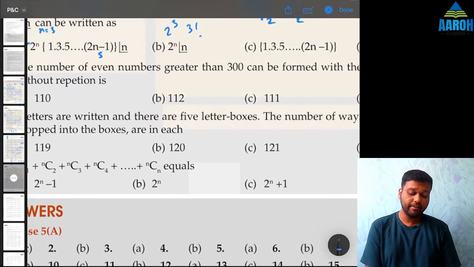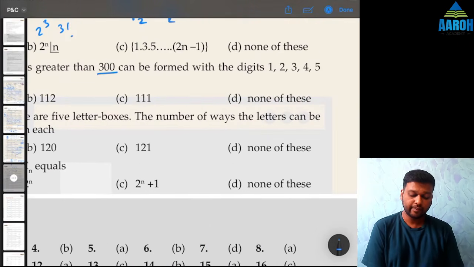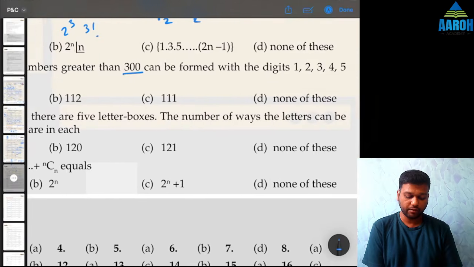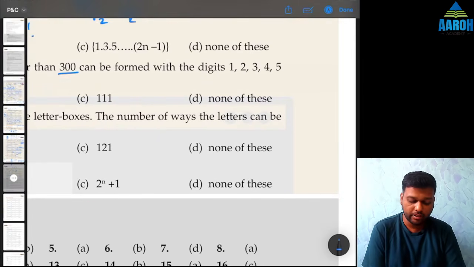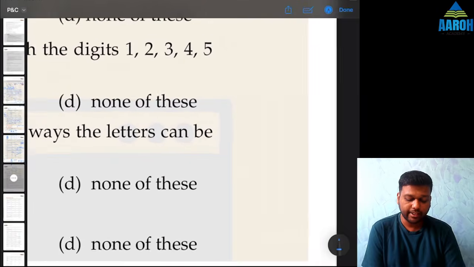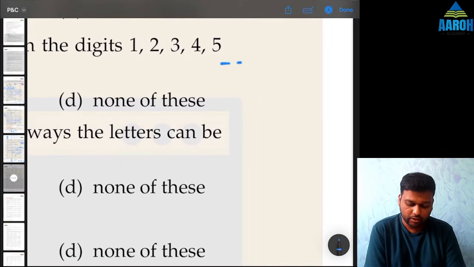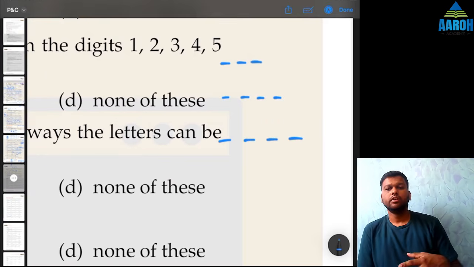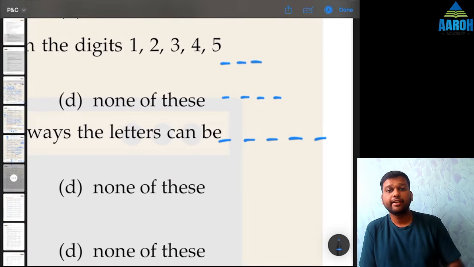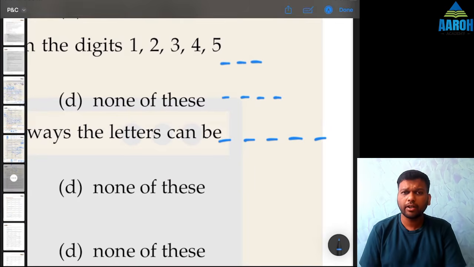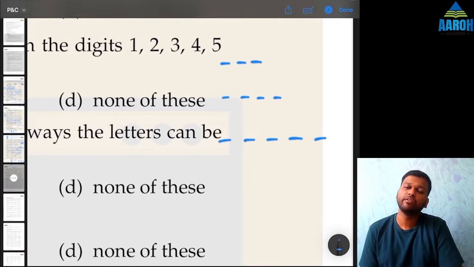18. The number of even numbers greater than 300 that can be found with digits 1, 2, 3, 4, 5 without repetition is. Okay. Number of even numbers greater than 300. They have not said 3-digit numbers or 4-digit numbers. It can be any digit numbers. So we have to take 3-digit, 4-digit and 5-digit. Sorry. Greater than 300 and even. Even means what? At the end you must have 2 or 4.